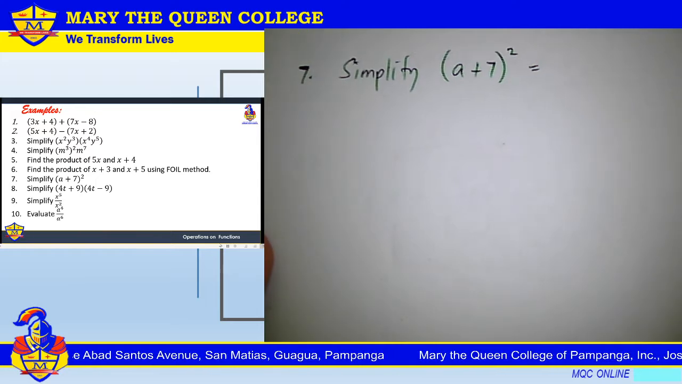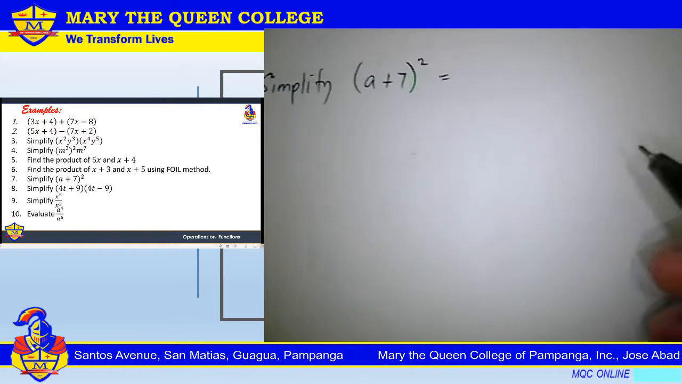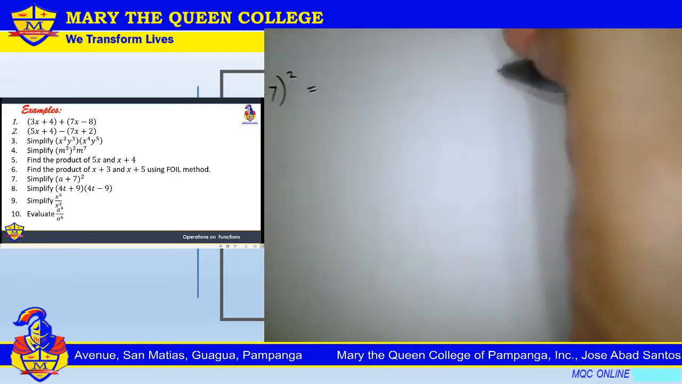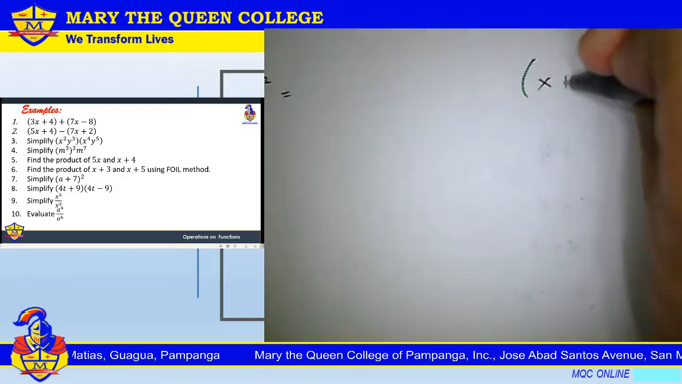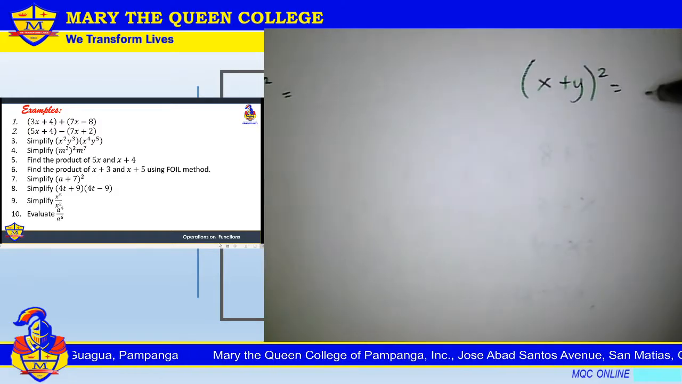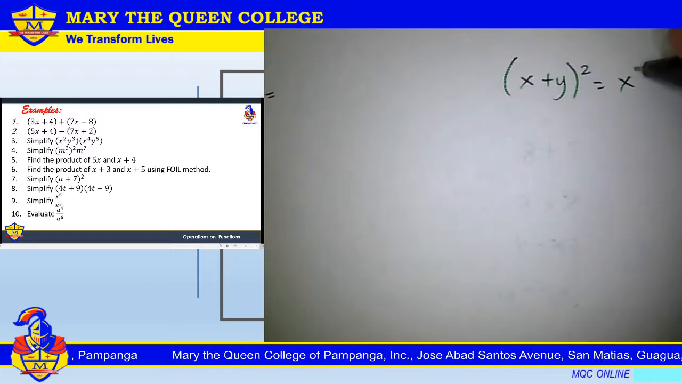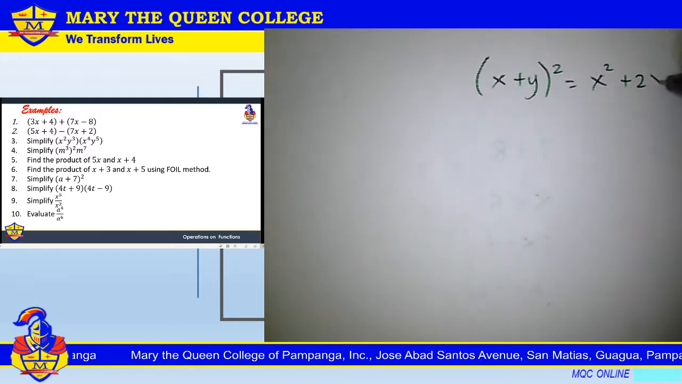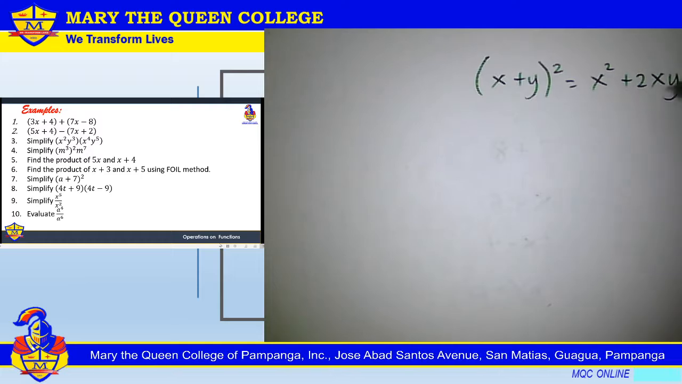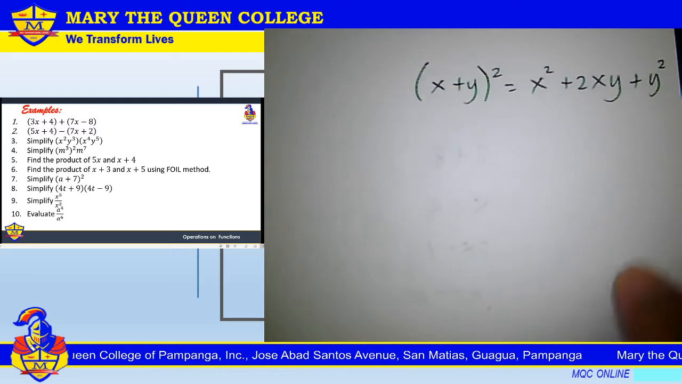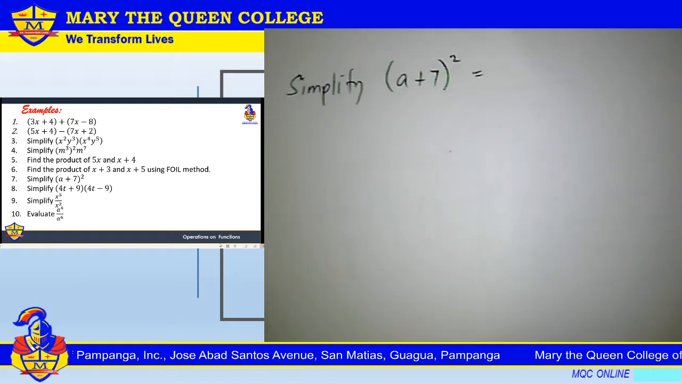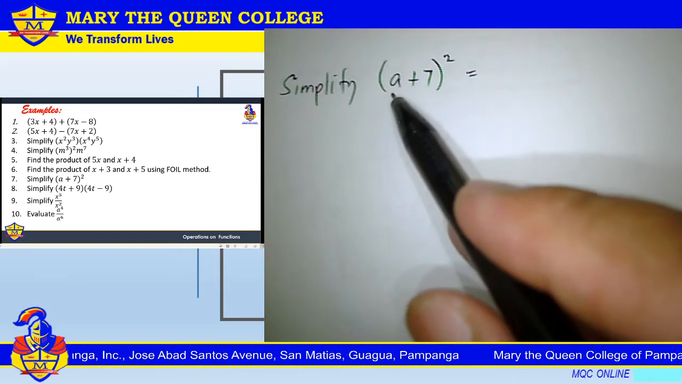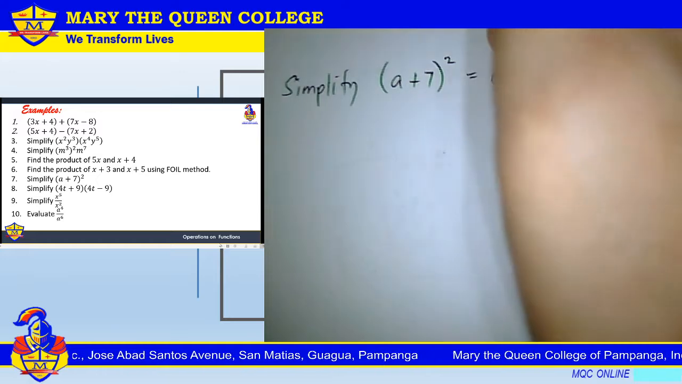Recalling our pattern, so that we don't forget: x plus y squared is equal to the square of the first term plus twice the product of the first and second term plus the square of the last term. This is the rule we will follow when it looks like this. So what is the square of the first term? That is a squared.